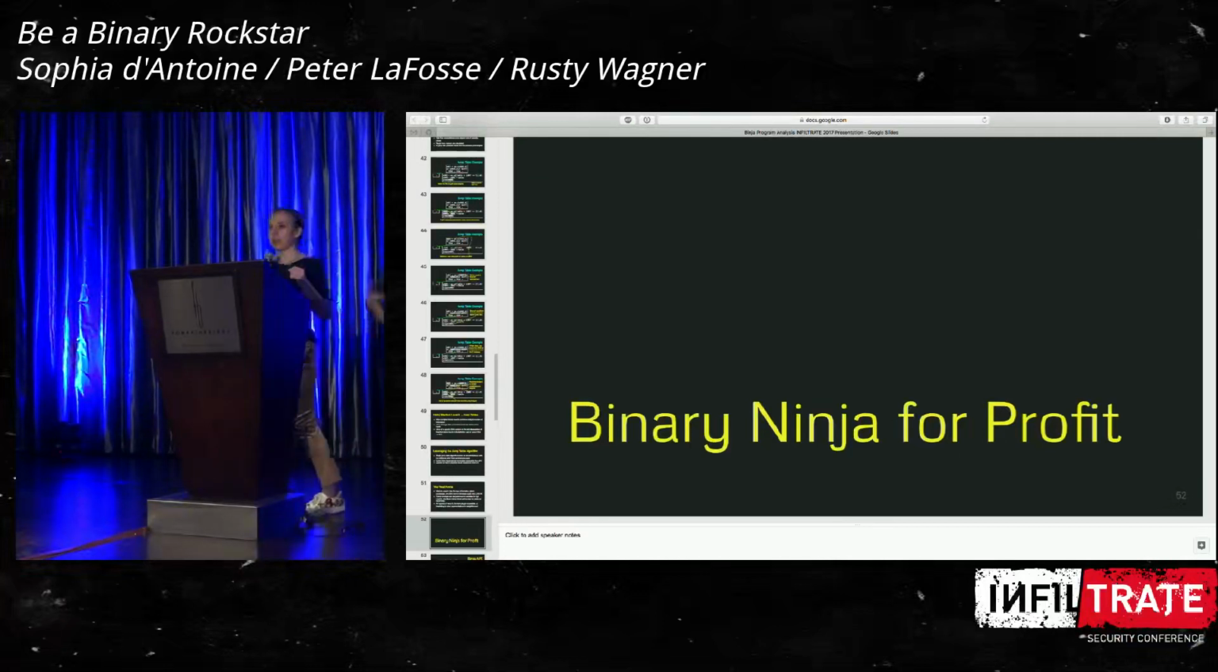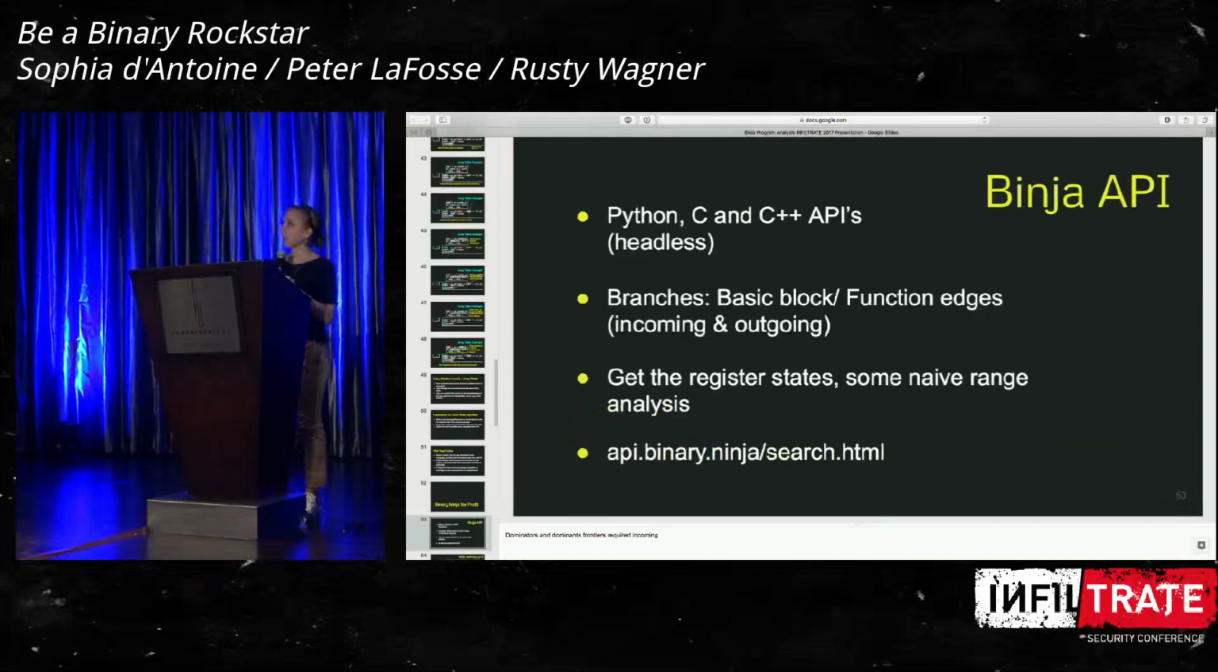Cool. So we have this great IL now. We have tons of APIs that we can use to interact with this IL, query it for information, and we want to know how we can use it for profit. So how can we actually use this API? So some things that they didn't mention is Binary Ninja's API comes in the form of a headless API as well. So you can use it in the Binary Ninja GUI as well as just in your terminal using Python, C, or C++.